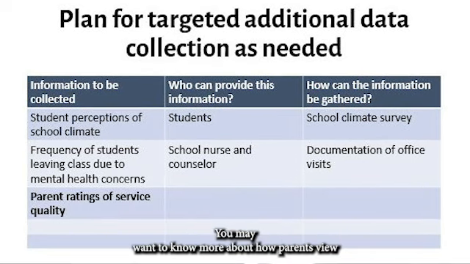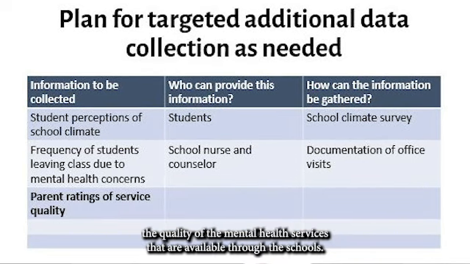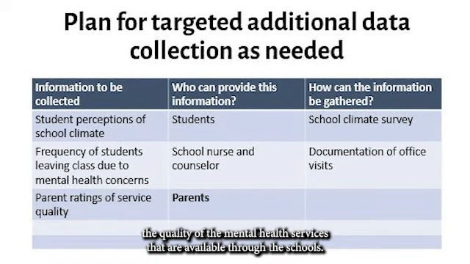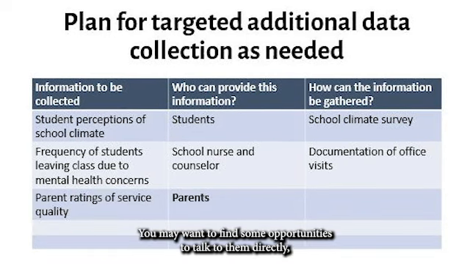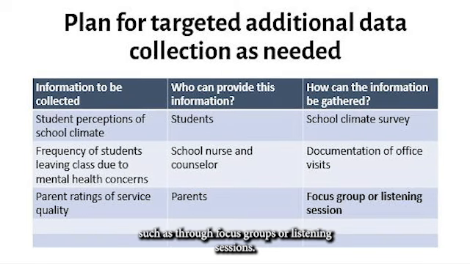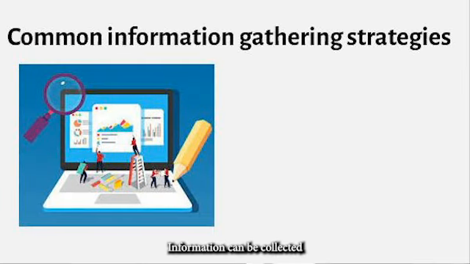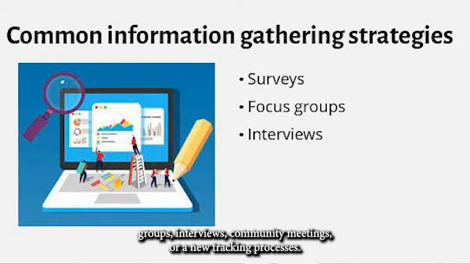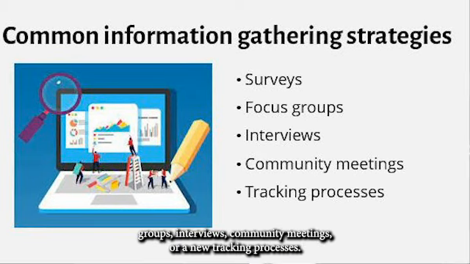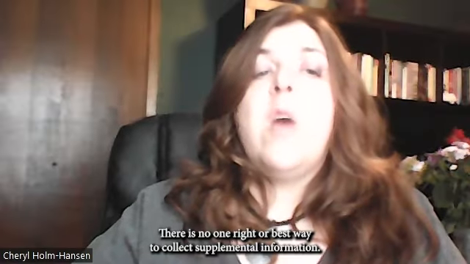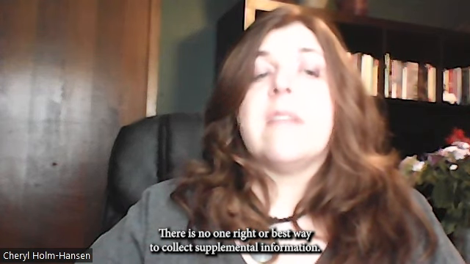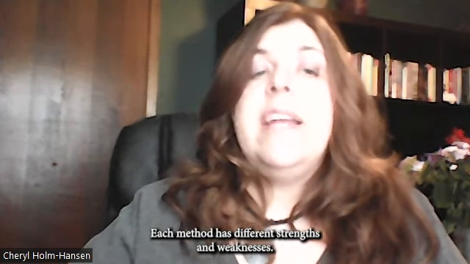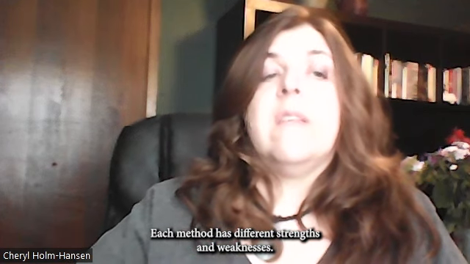You may want to know more about how parents view the quality of the mental health services that are available through the schools. You may want to find some opportunities to talk to them directly, such as through focus groups or listening sessions. Information can be collected through a variety of strategies, such as surveys, focus groups, interviews, community meetings, or new tracking processes. There is no one right or best way to collect supplemental information. Each method has different strengths and weaknesses.